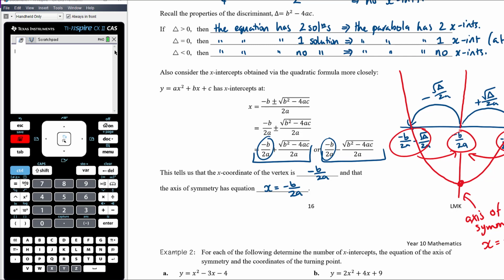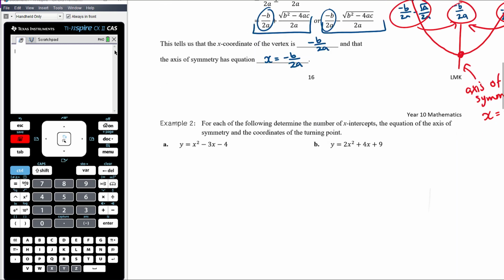Okay, and you might want to use this in conjunction with your other methods. You might still find that factorising to find the x-intercepts is easy, but you might prefer to use negative b on 2a rather than averaging the two x-intercepts to find the x-coordinate of the turning point. So thinking about which of my methods is going to be most helpful in this particular example.